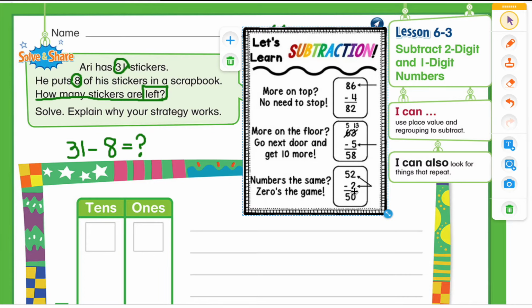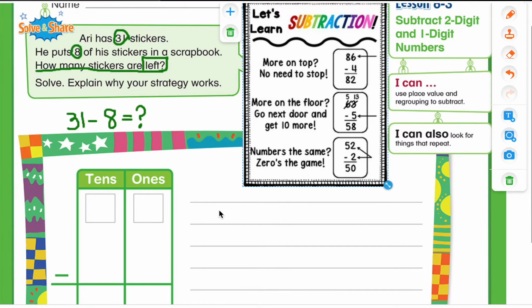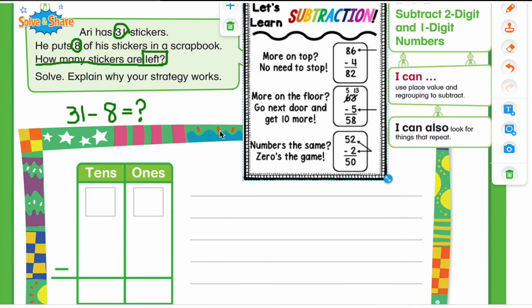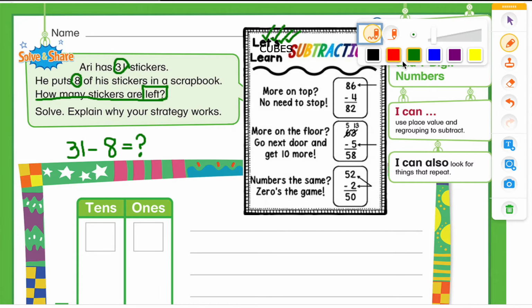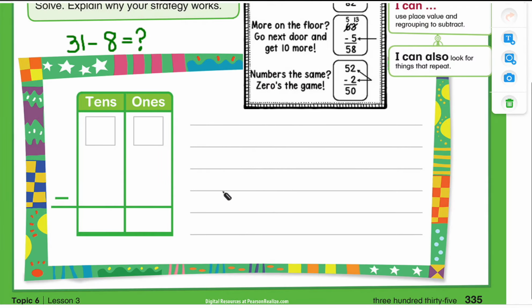Okay, so let's see how we can apply this. So first, this is our equation, 31 minus 8. So we are going to write 31 minus 8 here. So this is our ones place value, and this is our tens place value. So let's look at number 31. It has 3 tens, and it has 1 one.